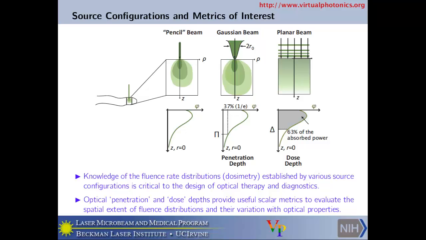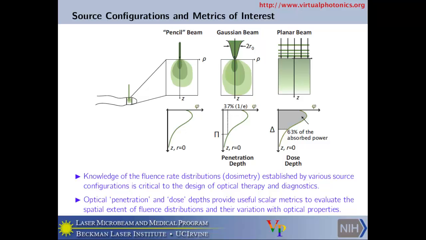Another way you can imagine to express penetration depth is, especially for a therapeutic application, you're often interested in where is most of the energy absorbed, right? So if you take the fluence rate and multiply it by the local absorption, that is the actual temperature rise or absorbed energy dose. So you can integrate this distribution, and I want to see where roughly 2/3 of the light gets absorbed. And that's what's relevant for therapy. And I'll call that a dose depth, or capital delta.